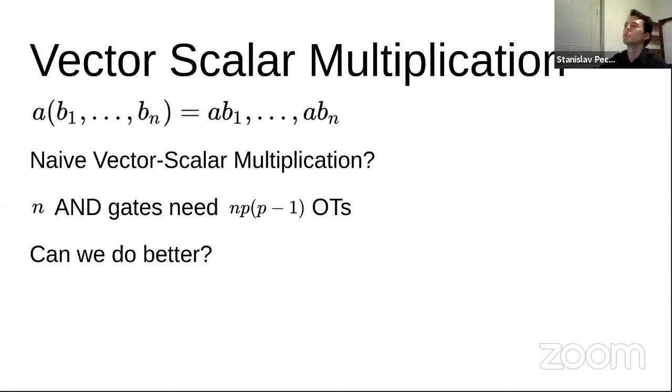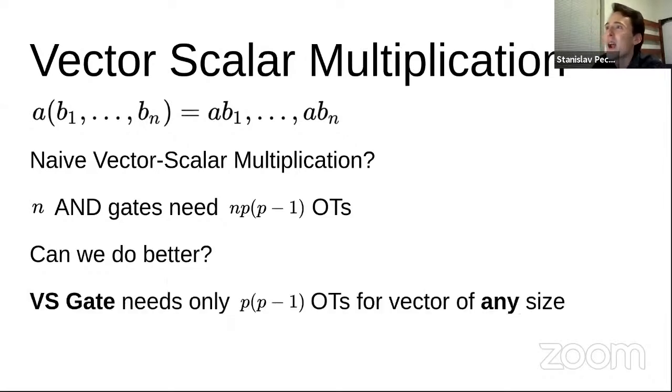We show that conditional branching can be efficiently achieved via vector scalar multiplication, and for that reason, we first demonstrate how vector scalar multiplication can be implemented efficiently. The naive approach for vector of size n would require n AND gates and thus n times P minus 1 OTs, and we can do much better than that. We introduce a natural generalization of the AND gate. We call it a VS gate, and a VS gate requires only P times P minus 1 OTs for vector of any size, just like one AND gate.